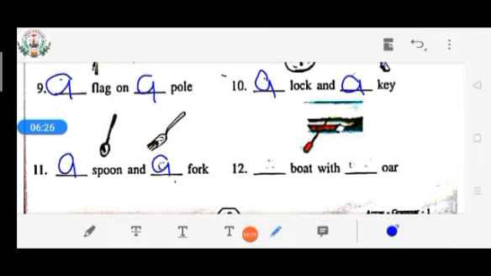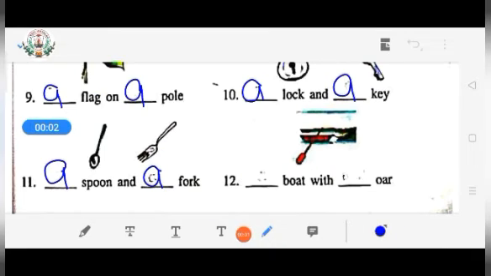Look at the 12th picture, children. In the 12th picture, we will use a boat with an oar. Because the first letter of boat is B. B is a consonant letter, so we will put a boat. The first letter of oar is O. O is a vowel letter, so we will put an oar.